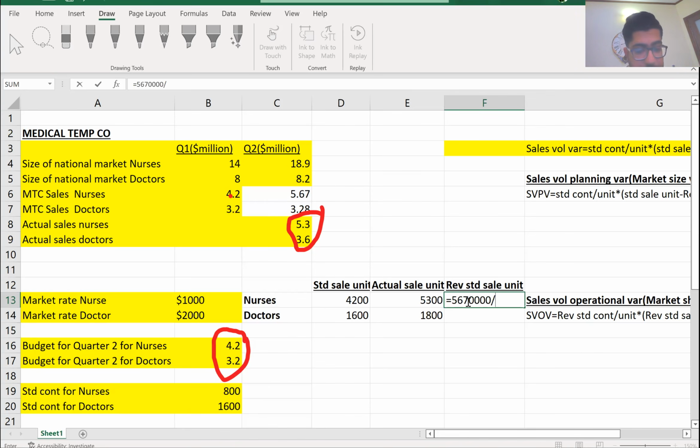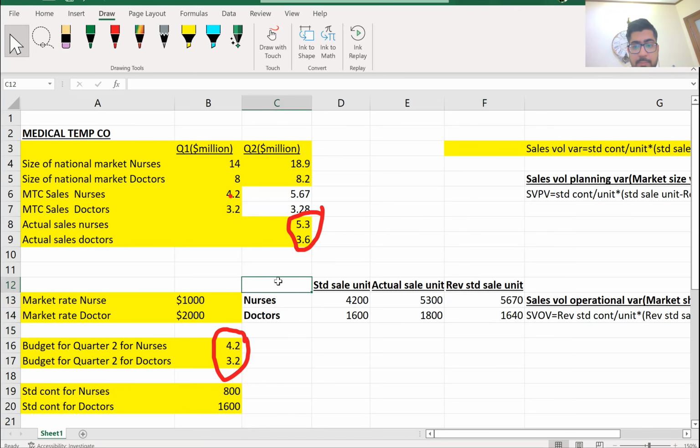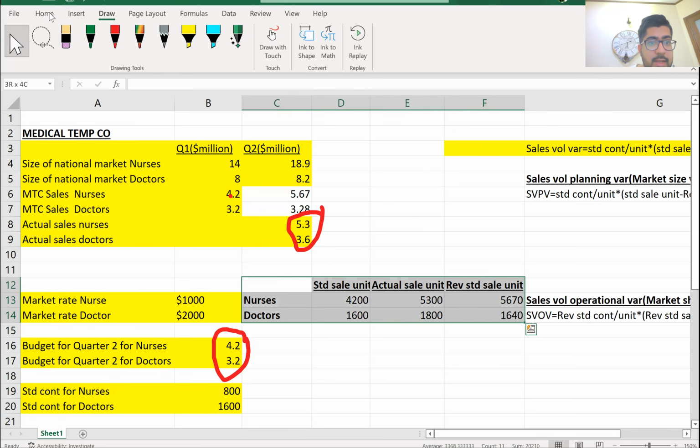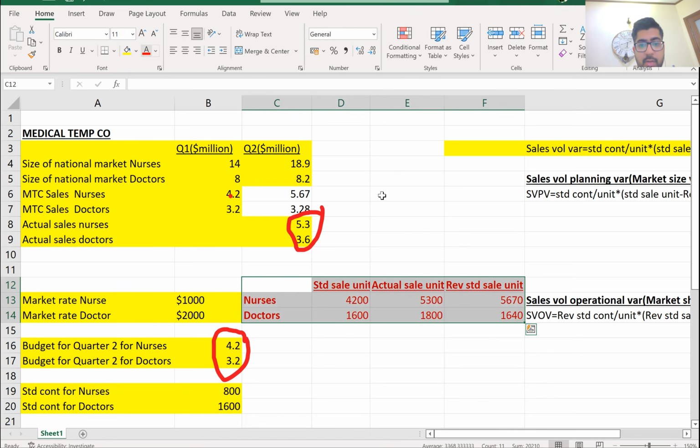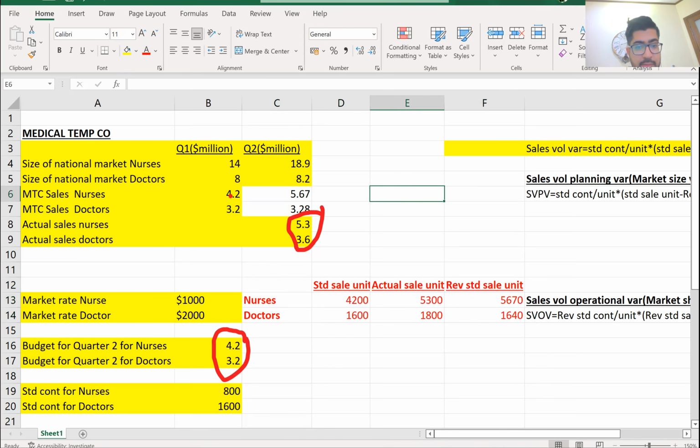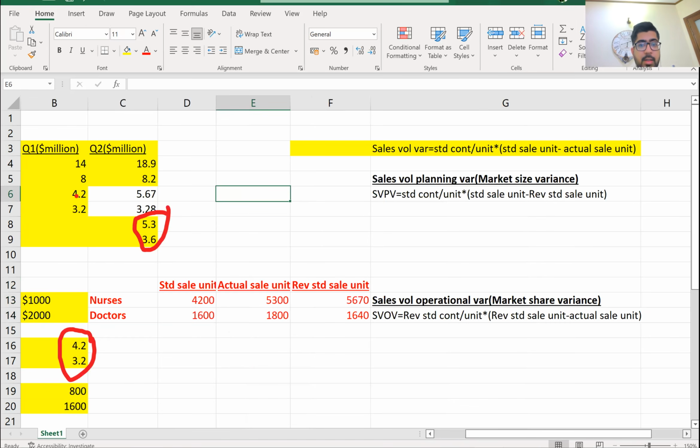But units, divide by the selling price of 1,000, and you get units. And for doctors, it's 3.28 million, that is 3,280,000. Selling price 2,000 to get units: 1,640. This is what you have gathered as standard sales units, actual sales units, and revised standard sales units. This was the most important thing which we needed, and once we get it, see how easy things are now for you.